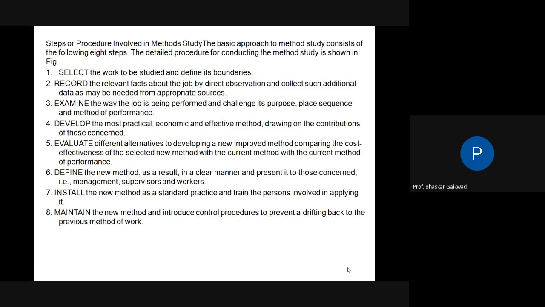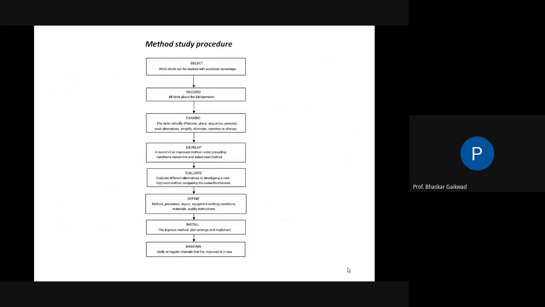So whenever you are in industry, first of all, think about the present and how to improve the present method so that cost will be reduced, efficiency will increase, with better performance, better production, and better productivity. Okay, so this is about the procedures. Here, by charts, I have given these procedures: select, record, examine, develop, evaluate, define, install, and maintain.